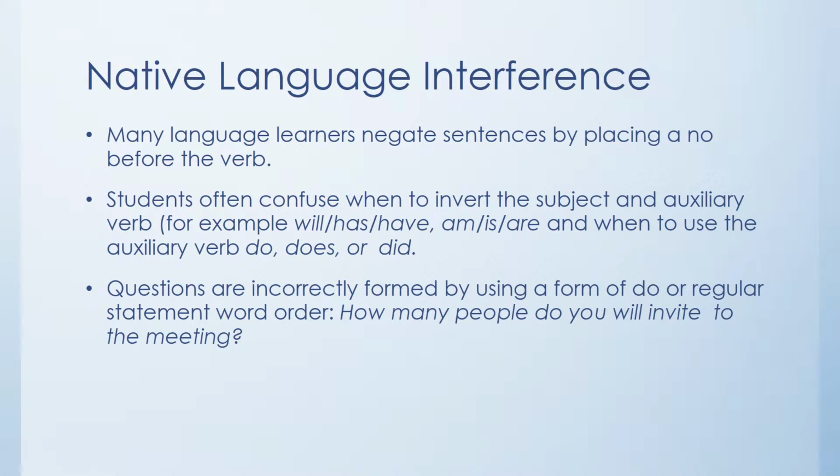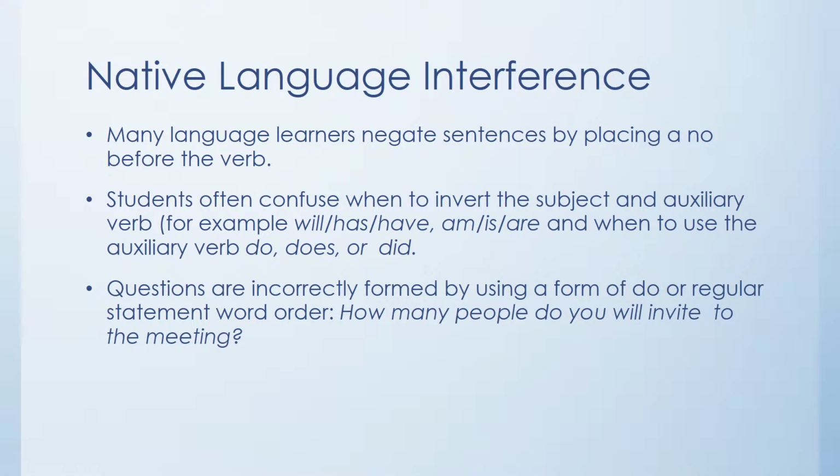So what does native language interference look like? Many of us have encountered this first example, and that's with the use of no before the verb. I, on many occasions, have a student that would come to me and say, me no like cookies, or I no go to school.